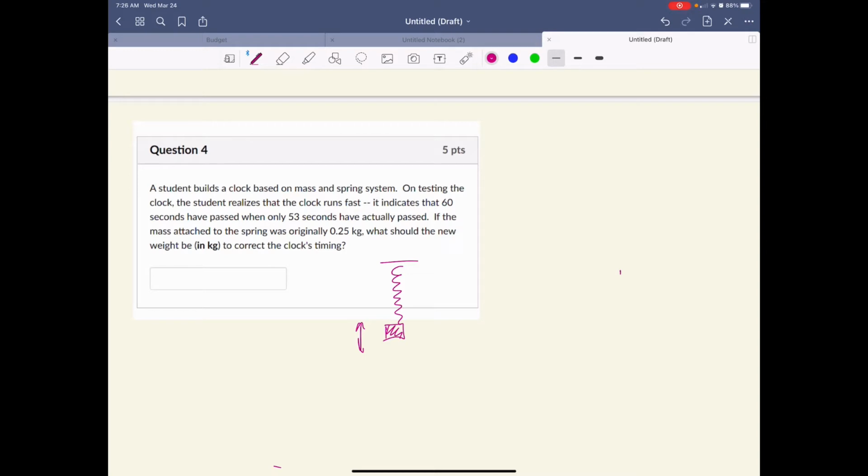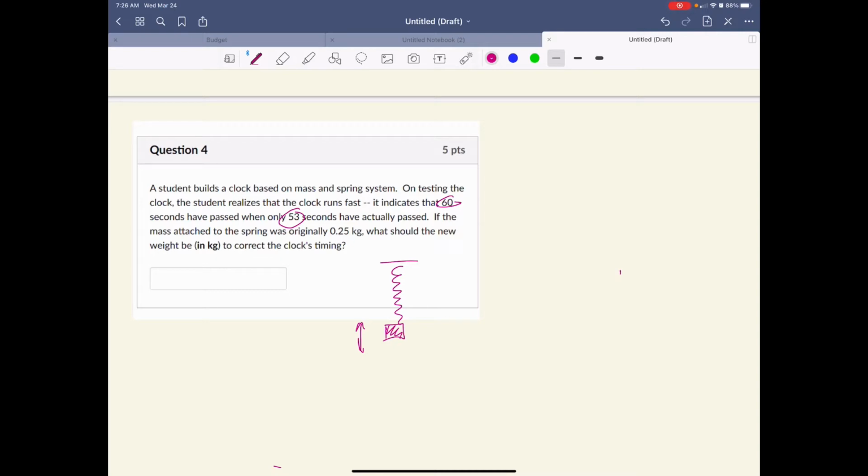And so we're trying to figure out, okay, obviously if we add more mass, then the system will run slower, because we want it to go slower because it's really only measuring 53 seconds and it's telling us that it's going 60, right? So we want to have an appropriate mass so that it is actually going every 53 seconds. So anyways, we need a bigger mass.